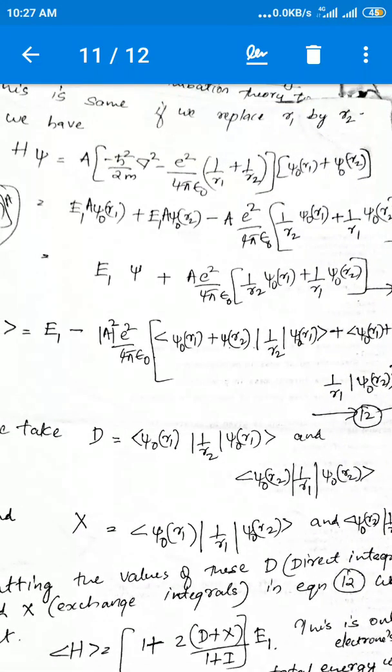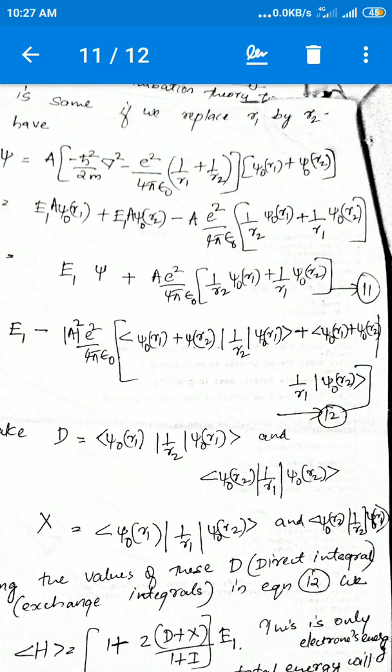So here E1 A into psi 0 R1, E1 A you can take out, E1 A into psi 0 R1 plus psi 0 R2, which is A into psi 0 R1 plus psi 0 R2 is psi, isn't it? So E1 into psi you can write like that. Plus A e squared by 4 pi epsilon 0.